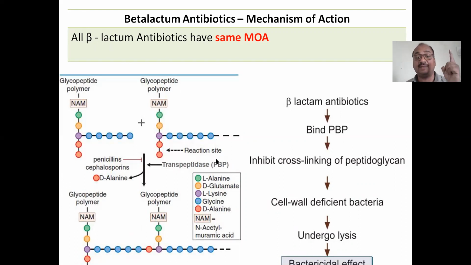Penicillins and all beta-lactam antibiotics go and bind here and inhibit it. This enzyme is responsible for the cross-linking of individual bricks. See here, this is one brick, this is another brick. This transpeptidase enzyme joins brick to brick and constructs the cell wall. Now what happens? Our penicillins and beta-lactam antibiotics kill this enzyme, so automatically the bricks will be shattered, and the bacteria, deficient in cell wall, undergo lysis. So it has a bactericidal effect.